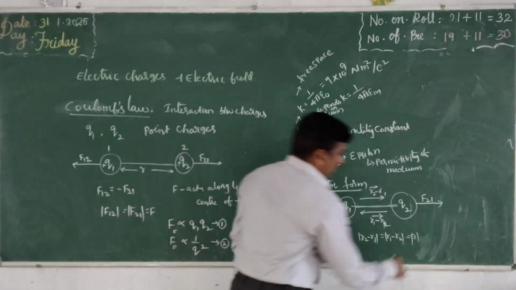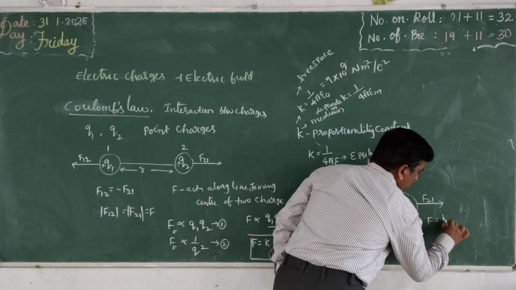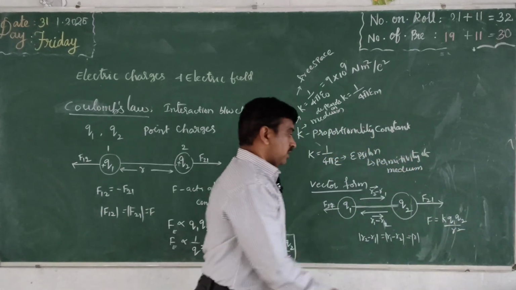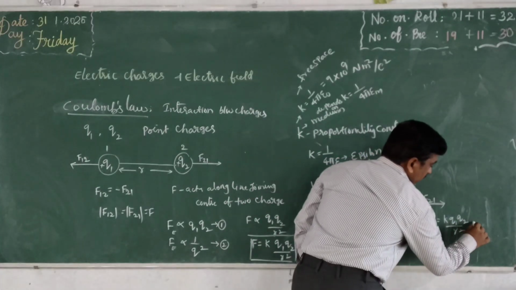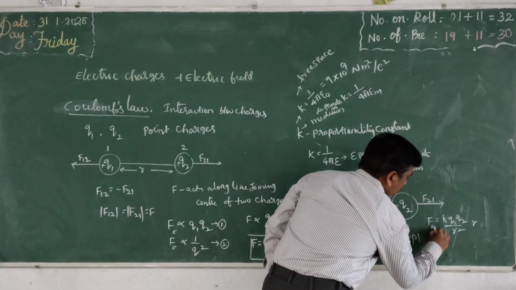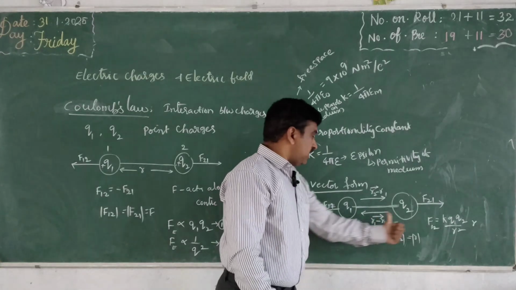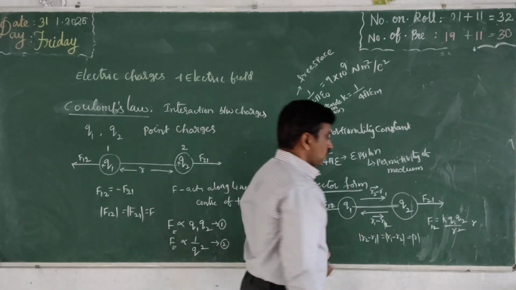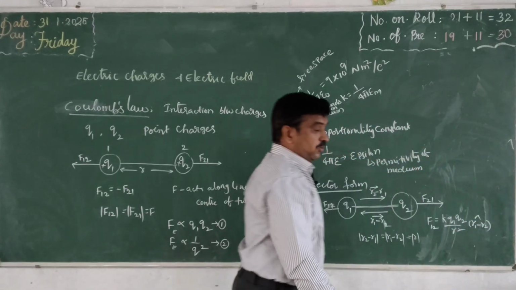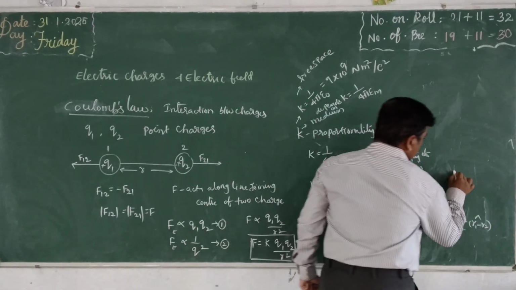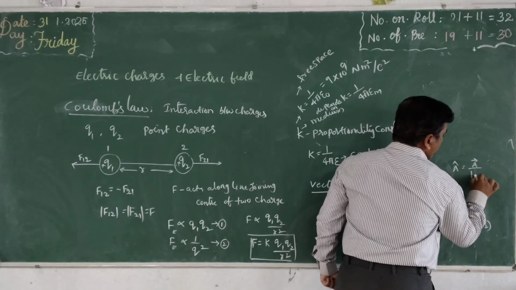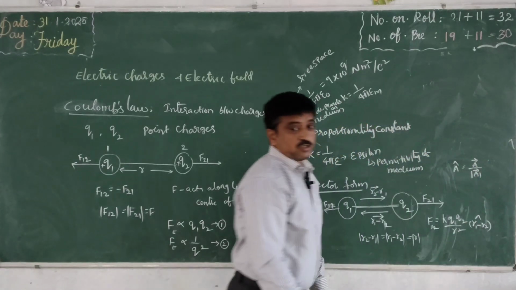Now, what is the force between the charges? K q1 q2 by r square. We multiply this with the unit vector. For F12, the direction is r1 minus r2, so we multiply by r1 minus r2 cap, which is the vector form. For example, a cap equals a vector by the magnitude of a vector, modulus of a.